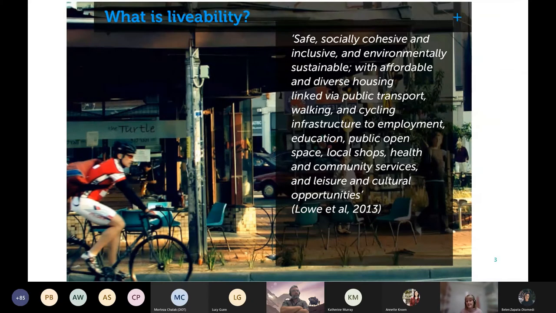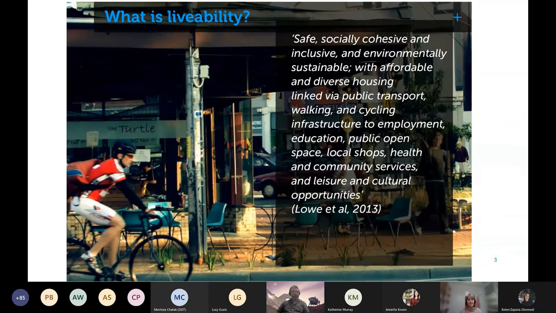So for us, this goes back to a number of years working with many of my colleagues. We came up with this definition of livability back in 2013. And yes, it is a long definition, but this is critical because when we talk about livability, the first thing we really need to do is to define it well before we're able to measure it and we're able to track it over time.